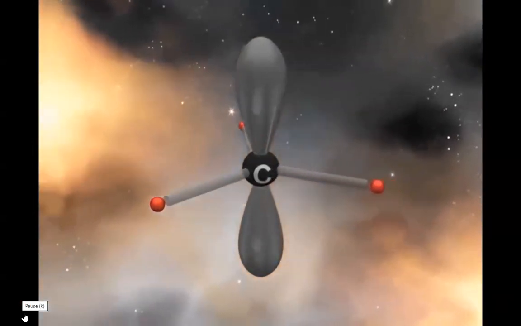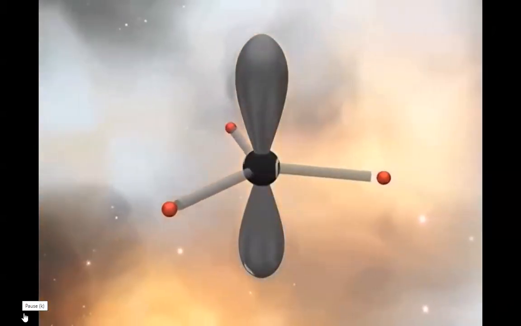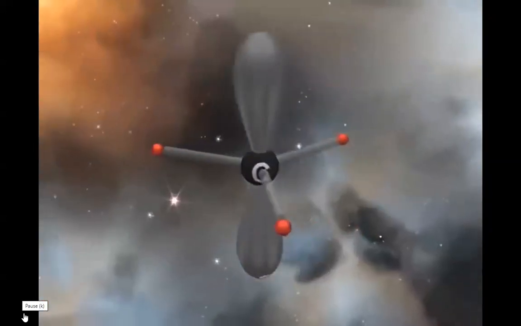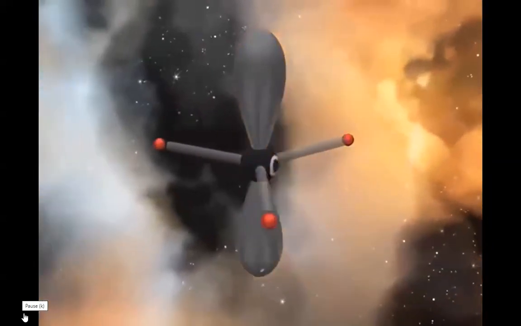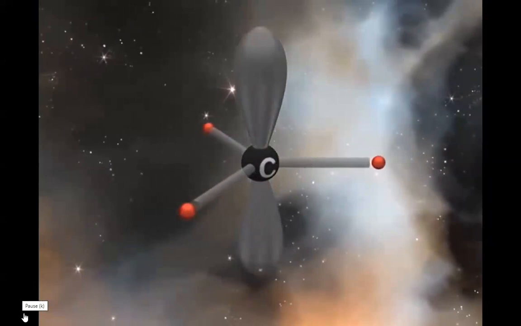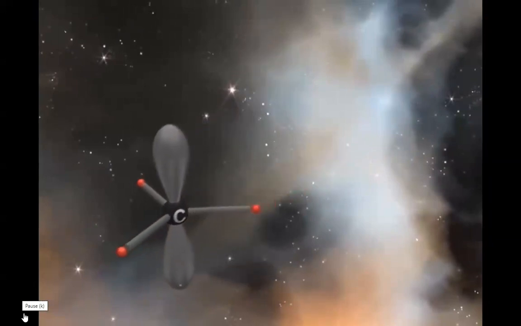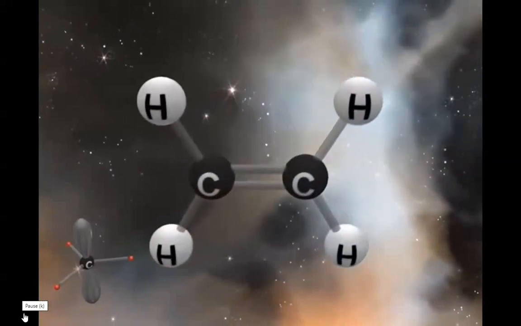Each of the three sp2 hybrid orbitals has one electron capable of forming a sigma bond. Thus, the sp2 hybridized carbon is capable of forming three sigma bonds and one pi bond. In the two-dimensional Lewis structure, each carbon has three sigma bonds and one pi bond. Thus, both carbons are sp2.